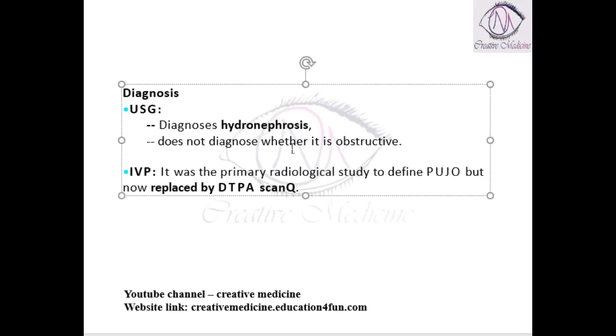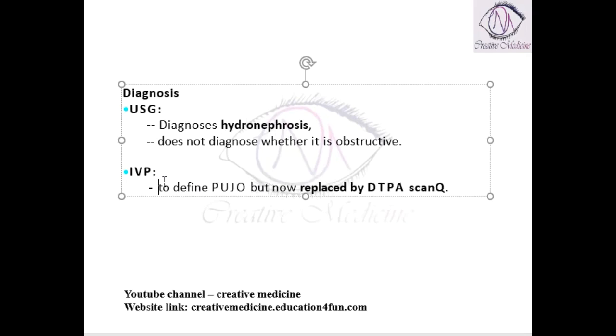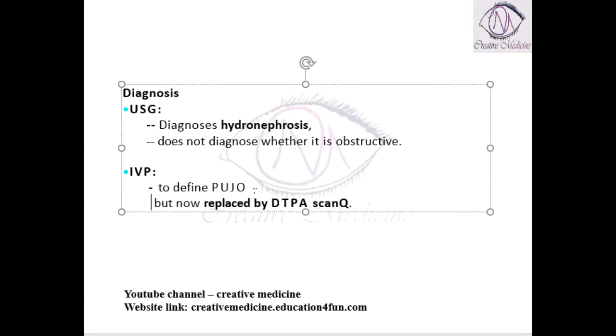To know the actual site of obstruction, we can do an intravenous pyelogram. Intravenous pyelogram is done to define the pelvic junction obstruction. But nowadays we have a better test, which is the diethylenetriamine pentaacetic acid scan, the DTPA scan. With the help of this DTPA scan, we can detect the pelvic junction obstruction.